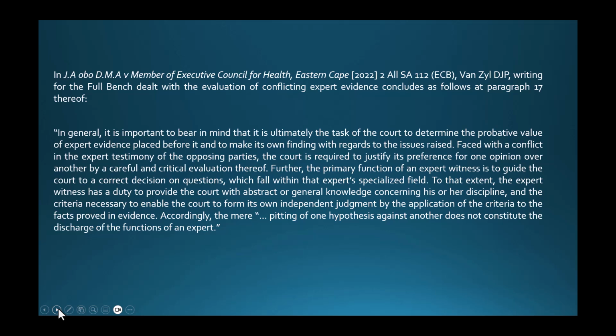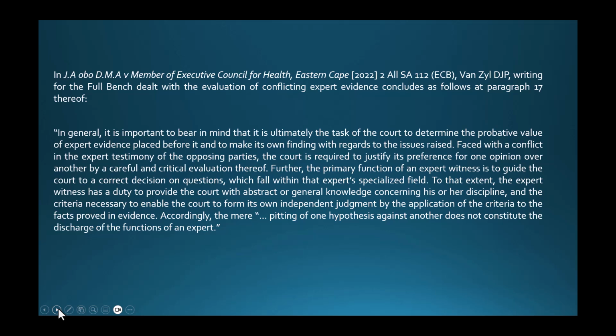We've had a look at the importance of logical reasoning. How does the court approach a conflict between experts? So, in general, it is important to bear in mind that it is ultimately the task of the court to determine the probative value of expert evidence placed before it and to make its own finding with regards to the issues raised. So that's re-emphasizing the principle in Michael's case.